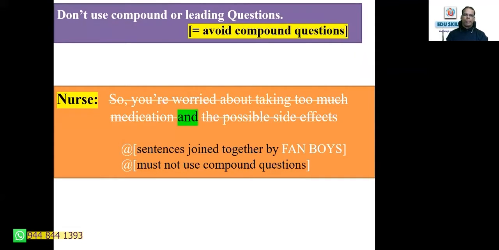Avoid compound questions. For example, so you are worried about taking too much medication and the possible side effects. Okay, sentences joined together by FANBOYS, you know, the conjunctions, those 7 conjunctions. Must not use compound questions. Sentences joined by conjunctions should not be asked in the speaking subtest. Okay.